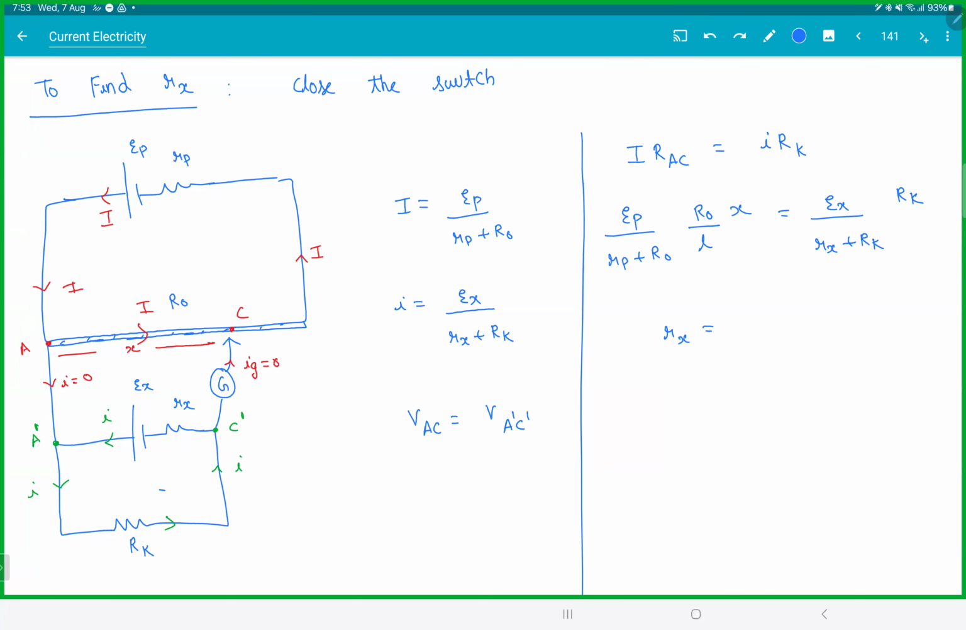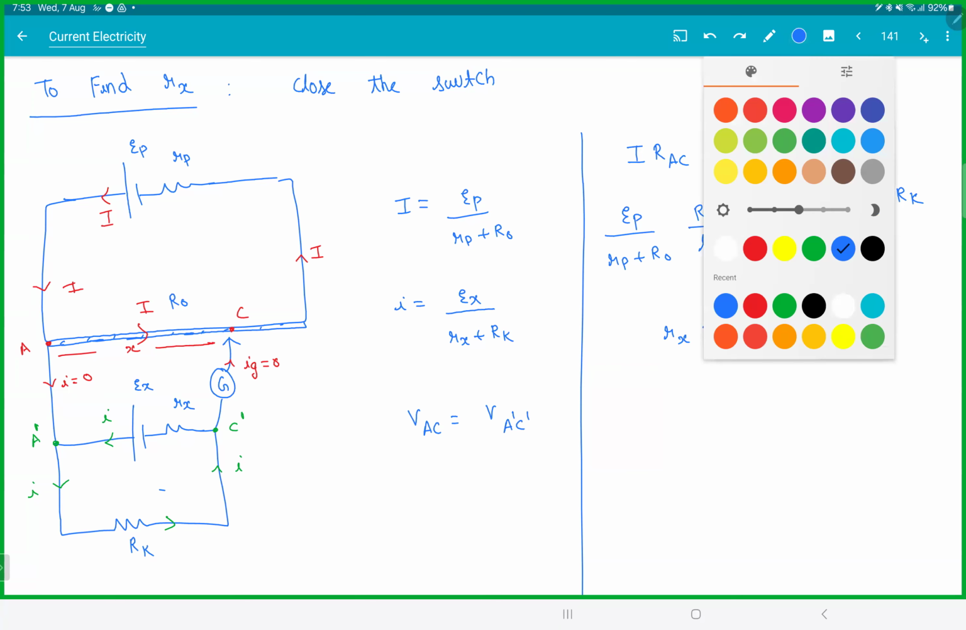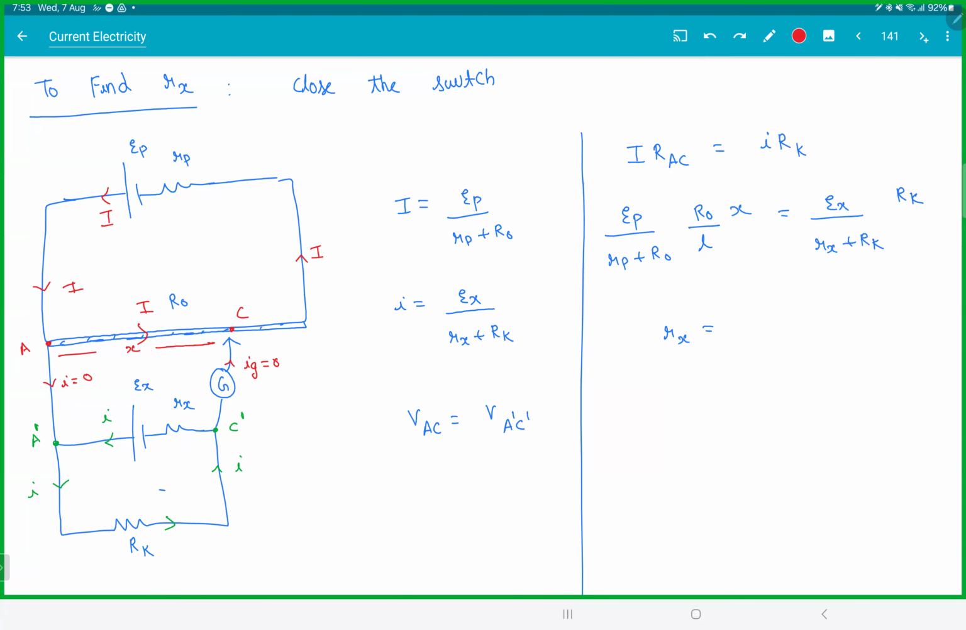So open the switch, you'll get the EMF of the battery. Close the switch, you'll get the internal resistance of the battery. This is how you find both. Clear?